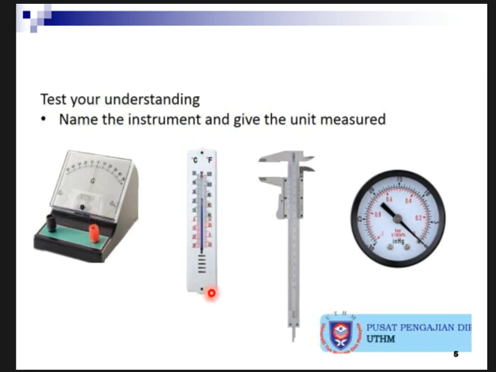Next, the picture here has the symbols C and F. The SI unit is Celsius. The instrument is a thermometer. The third one is a vernier caliper, to measure length. The unit is millimeter. Next, the fourth one is to measure pressure. So the unit will be Pascal.